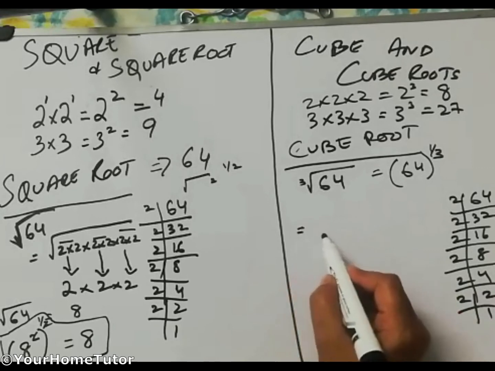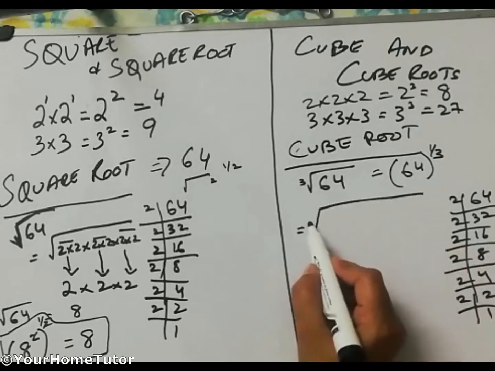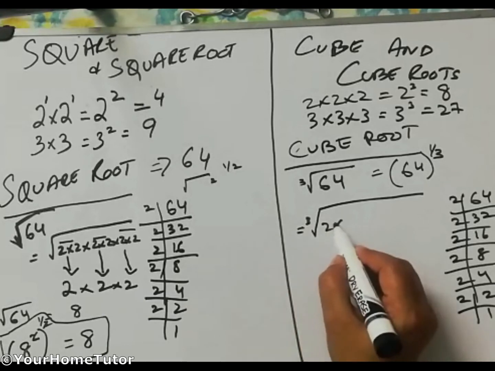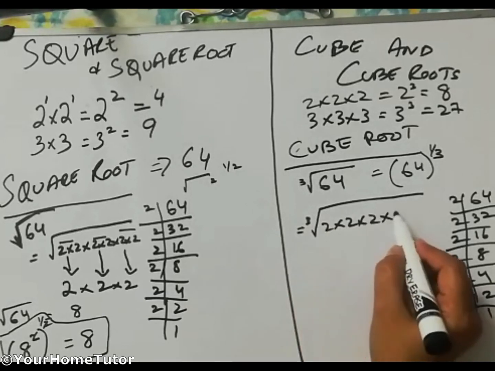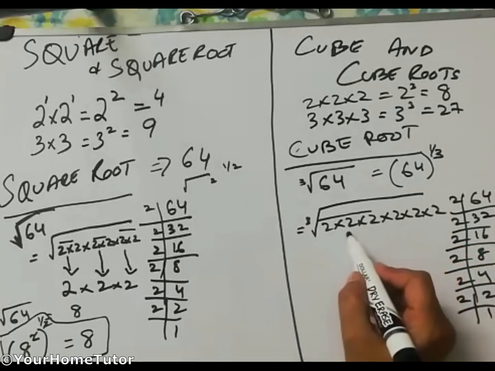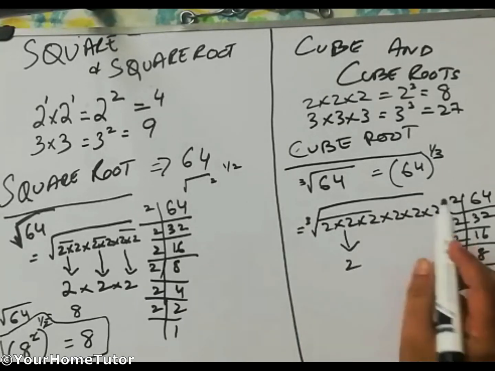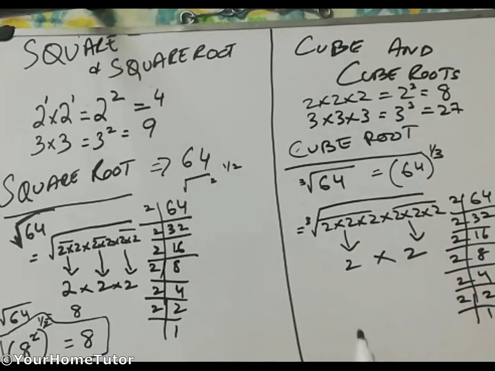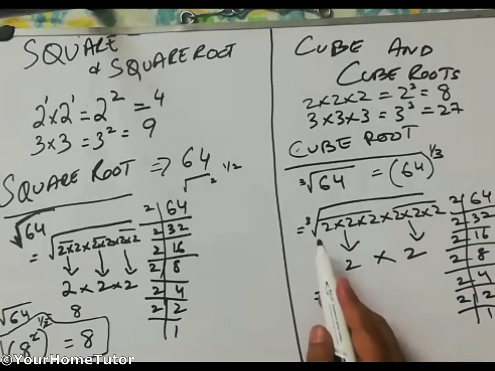So what we do is make the same radical sign, the cube root, with the 3 on the other side. Now 2 multiplied by 2 multiplied by 2, how many times 2? Out of these 3, one 2 will come out. Out of these 3, one 2 will come out. Now 2 multiplied by 2, the answer is 4. So the cube root of 64 is 4.